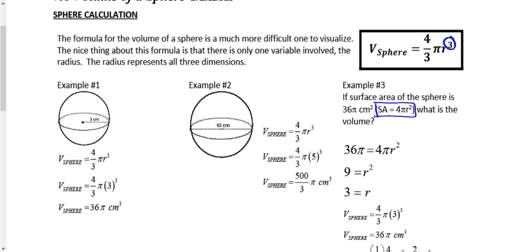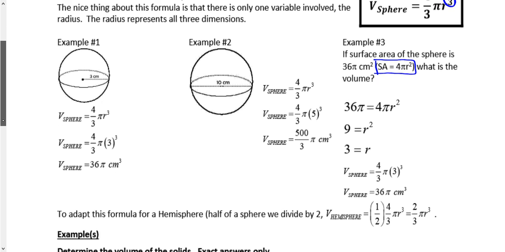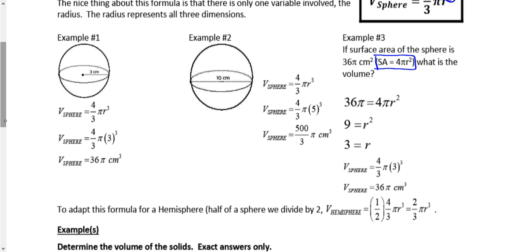Well, so here's some examples. Radius is 3. That's all you need to know. 4/3 pi times 3 cubed, okay? Well, let's see. What is 3 cubed? So it's 4/3 pi times 9. What's 9 divided by 3? 3 times 4?